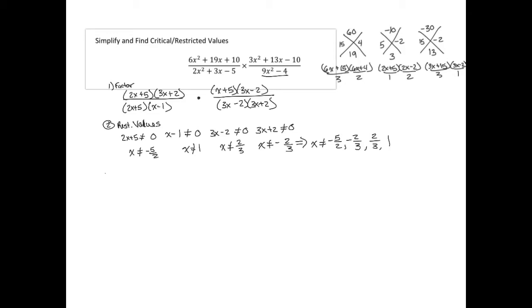Alright, so that was our second step. Our third step is to divide. So we're looking for things that will divide out. So the 2x plus 5 will both divide out.